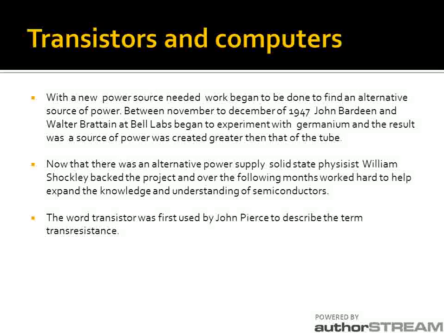Between November and December of 1947, John Bardeen and Walter Brattain at Bell Labs began to experiment with germanium, and the result was a source of power created greater than that of the vacuum tube. Now that there was an alternative power supply, solid-state physicist William Shockley backed the project, and over the following months worked hard to help expand the knowledge and understanding of semiconductors. The word transistor was first used by John Pierce to describe the term transresistance.